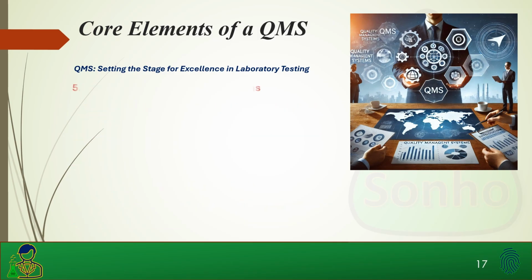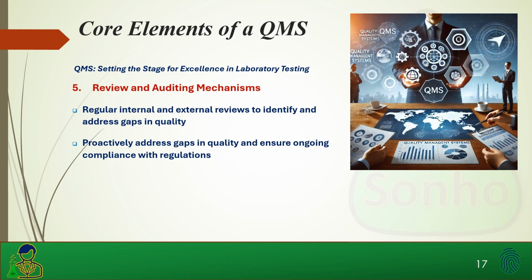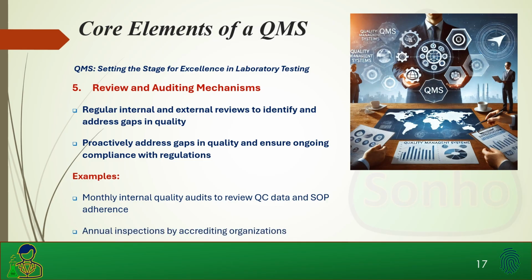Which leads to review and auditing mechanisms. Regular and external reviews to identify and address gaps in quality. These proactively address gaps in quality and ensure ongoing compliance with regulations. Some examples of this include monthly internal quality audits to review QC data and SOP adherence, and annual inspections by accrediting organizations.